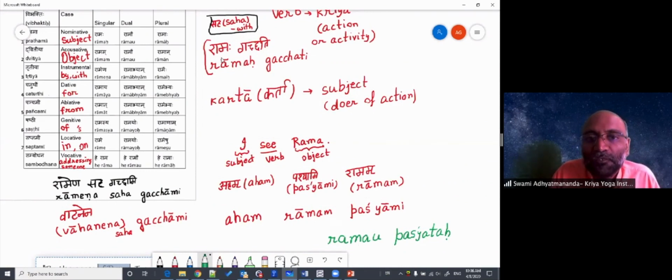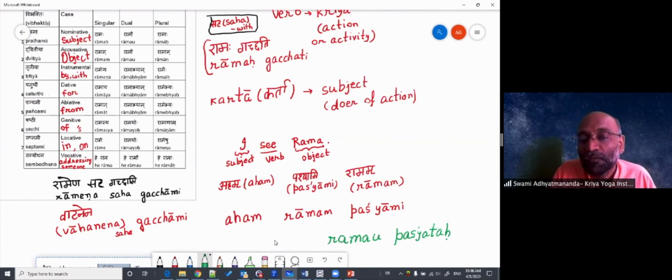So Ramau Pashyata, how do I know whether it is the subject or object? That is the question. Can you see that the verb has to have a subject? So if you say Rama is not the subject, then what would be the subject? You will say they too see two Ramas. That would be kind of, because I do not have any subject here separately. So I cannot take Rama as an object in this case.